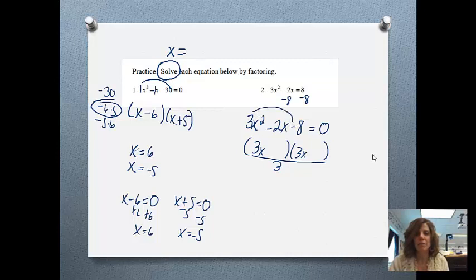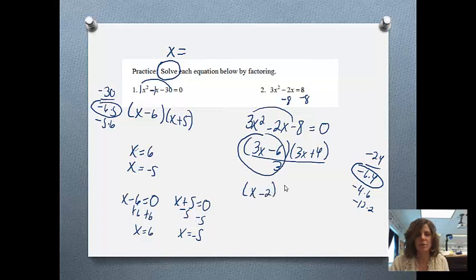3 times negative 8 is negative 24. Let's see here, negative 6 times 4, negative 4 times 6, negative 12 times 2. I'm looking for a negative 2. Negative 6 plus 4 will give me that negative 2. I will divide the first one by the 3, so I will get x minus 2, 3x plus 4. Okay, so now we are ready to figure out our x-intercept. So I'm going to have x equals, on this one we just take the opposite, which is going to be 2.